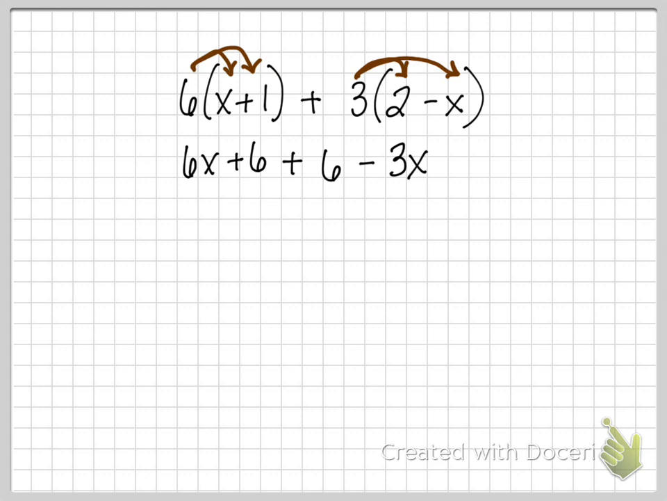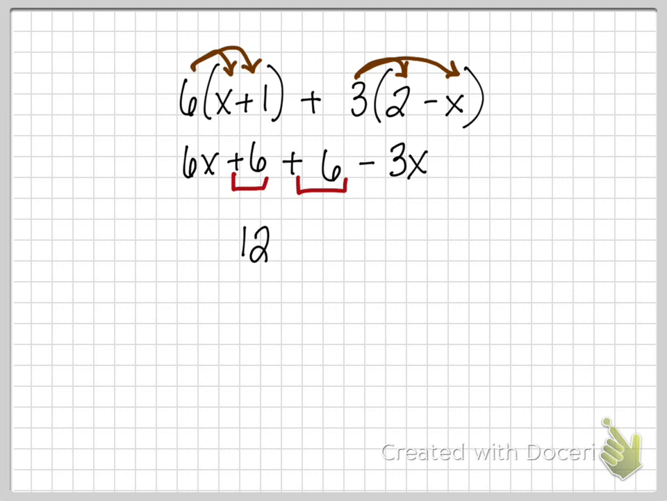From here, now that we've gotten rid of all the parentheses, we can combine like terms. So let's indicate what our like terms are. What's one set of like terms? Miles. 6 and 6. What's 6 plus 6? 12.